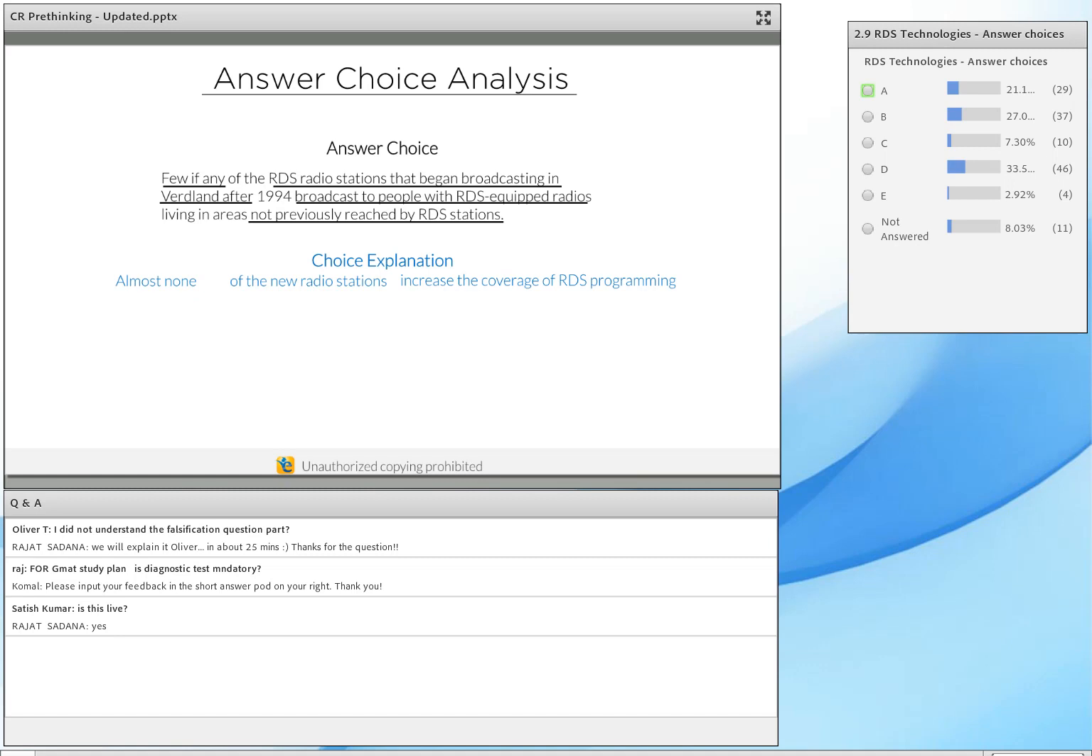Okay, so this is in line with our pre-thinking one. New radios don't increase coverage. If you really want to falsify this or negate this, you say at least some radio stations increase coverage. Now, if some radio stations increase coverage, what happens? Your conclusion breaks down. Why?